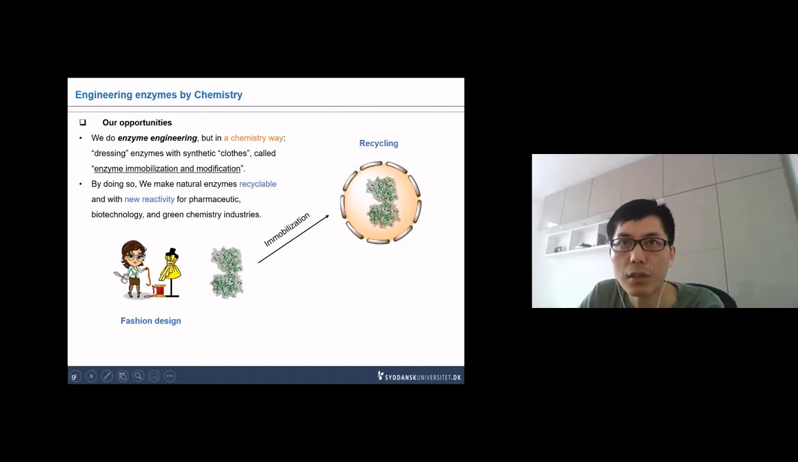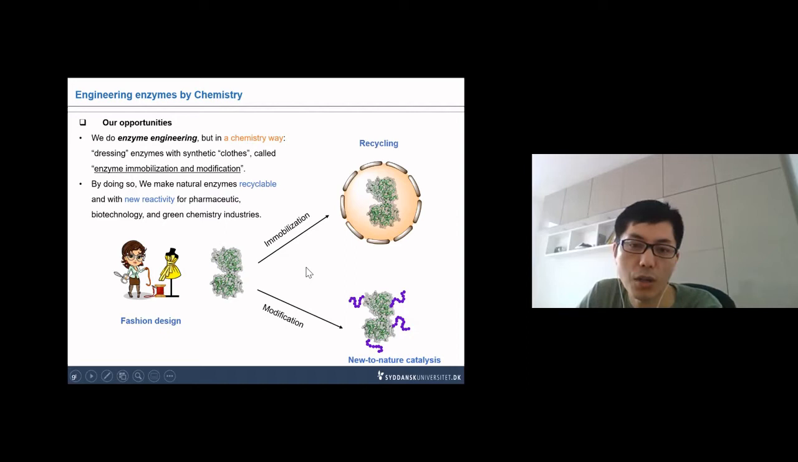This is what we call enzyme immobilization. And we also give the enzyme synthetic clothes as an active component on top of the enzyme, and this will give the enzyme new functions. So we call this enzyme modification, to give enzymes new-to-nature catalysis. By doing so, we hope to contribute a bit to solving the long-standing problems of enzyme recycling and lack of new reactivity.